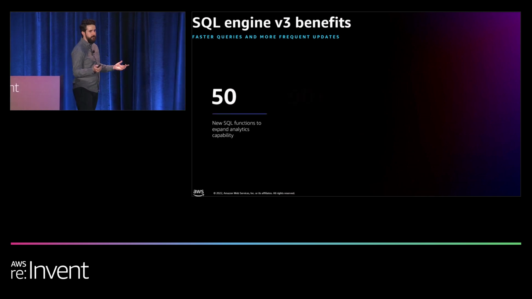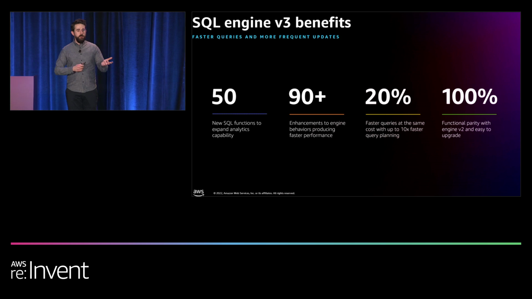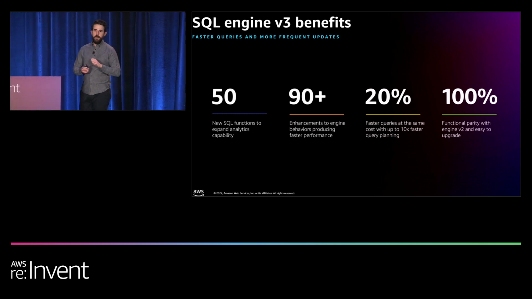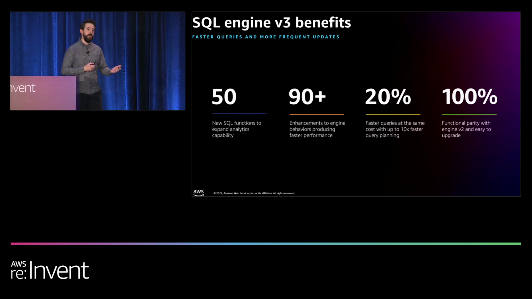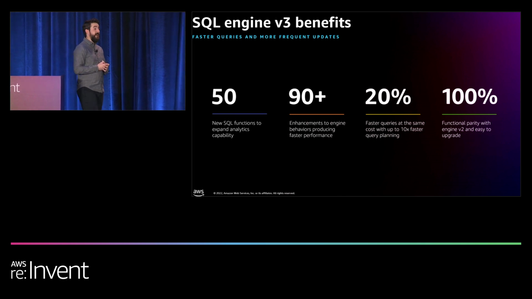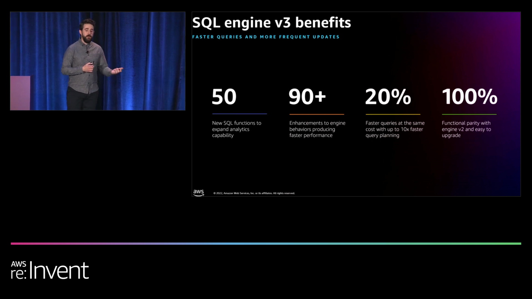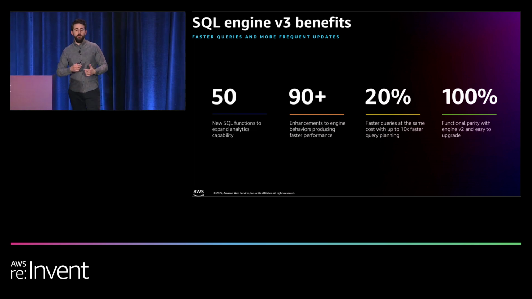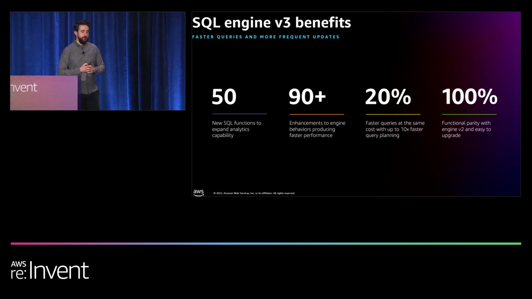So let's take a look at some of the benefits that are coming with version 3. Right out of the gate, you get 50 new functions, and that's going to help you expand the types of analytics you can apply to your data. We've made over 90 enhancements to existing functions, spanning query execution, memory usage, and how we process data, all to give you queries that run faster.